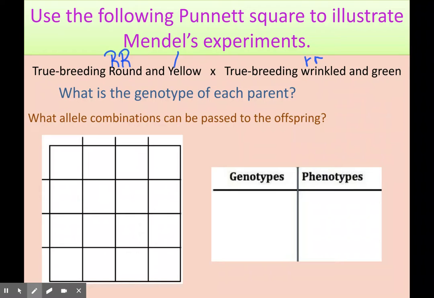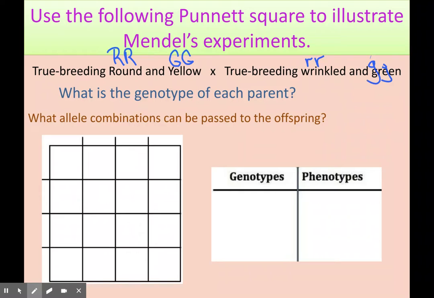Y's get a little crazy. Let's use, uh-oh. So this is going to be big R, little r, and we'll do G because that's a little easier to see. Okay, so what's the genotype of each parent? So the genotype, goodness, let's see here. I've already messed this up. So yellow, two big G's, and green, two little G's.